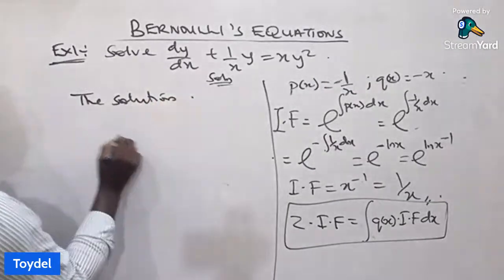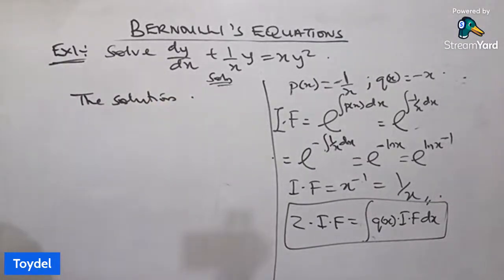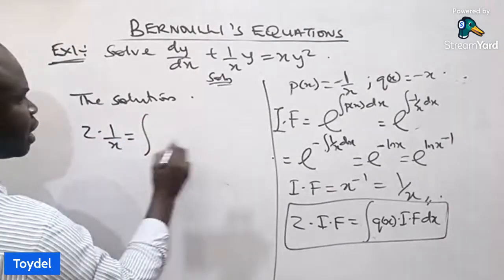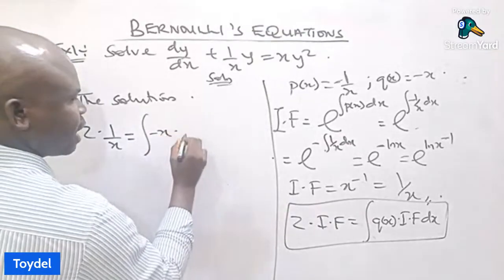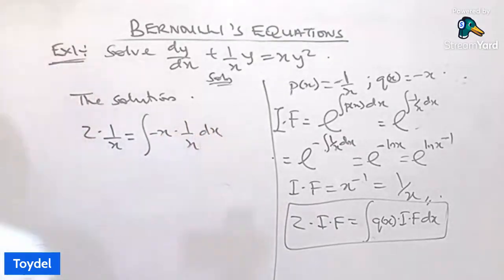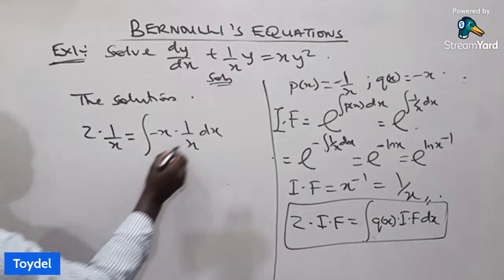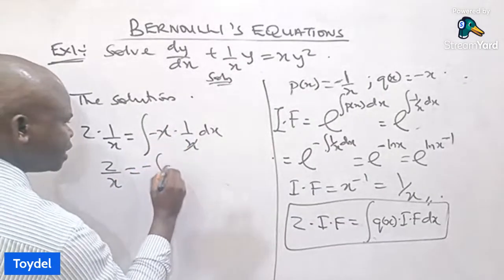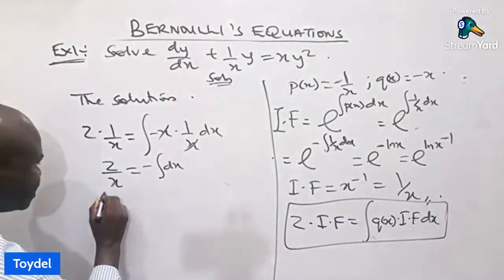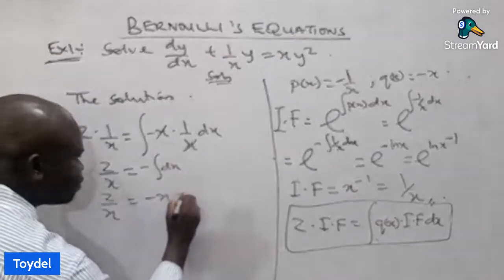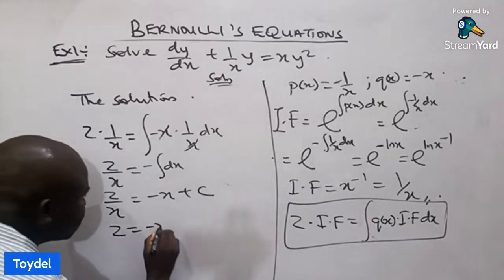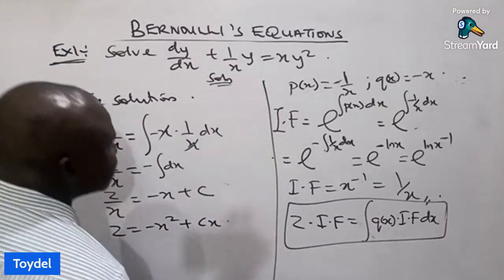The solution will now be z multiplied by the integrating factor 1 over x is equal to the integral of q of x, which is minus x, multiplied by 1 over x dx. That's what we are going to get. The x cancels x, so we have z over x is equal to minus the integral of dx. So z over x is equal to minus x plus an arbitrary constant. Then if we multiply through by x, we get z equal to minus x squared plus cx.